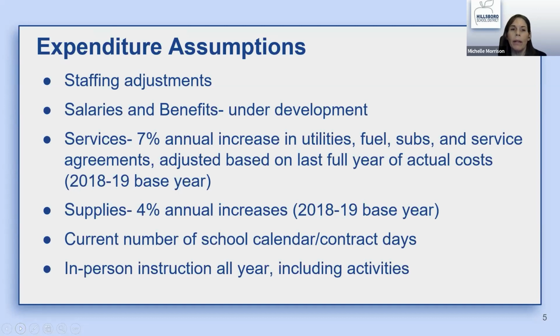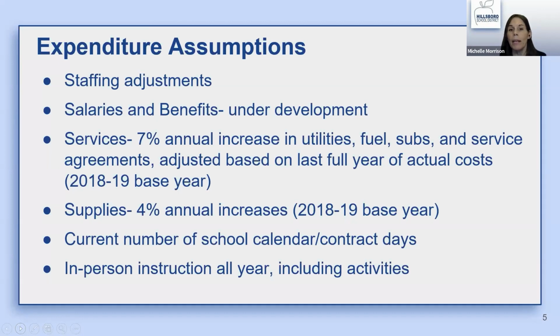For services, we are anticipating a 7% annual increase in utilities, fuels, substitutes, and service agreements based on our actual last full year, which was 2018-19. As you see that when we present our proposed budget, you'll see it reflected in the columns that represent those budget years. For supplies, we're anticipating a 4% annual increase, and again, using 2018-19 as a base year because of the varied service models that we had throughout the COVID experience.